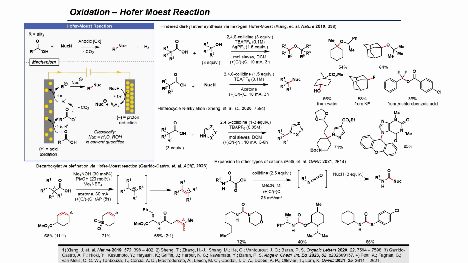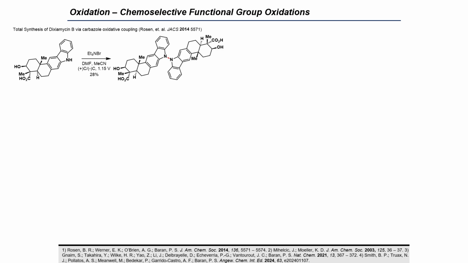Outside of named reactions, there are many examples in the literature of how electrochemistry can be used to facilitate redox processes that would be challenging to pull off otherwise. Perhaps one of the more well-known examples is the Baran synthesis of dixiamycin B. This carbazole dimer was only able to be forged via constant potential electrolysis. All other attempts with chemical oxidants failed to realize this key dimerization step in the synthesis.